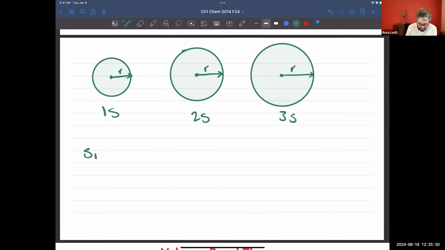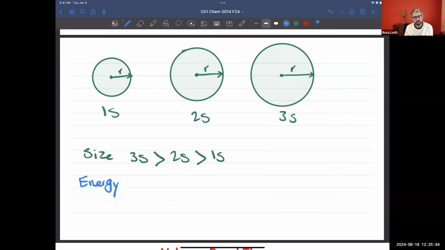Okay, so I'm going to say the size of the 3s orbital is bigger than the 2s orbital and bigger than the 1s orbital. How about the energy? Okay. Energy. As you get far from the nucleus, the energy of that orbital will go up, or the energy of that electron sitting inside 3s orbital will go up. Okay, so I'm going to say the energy of an electron in 3s orbital is going to be higher than an electron that's sitting in 2s, and that one sitting in 1s orbital. Okay.